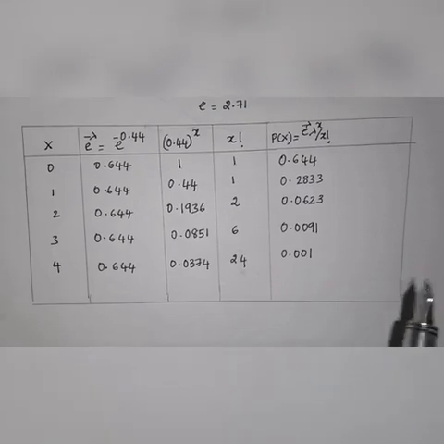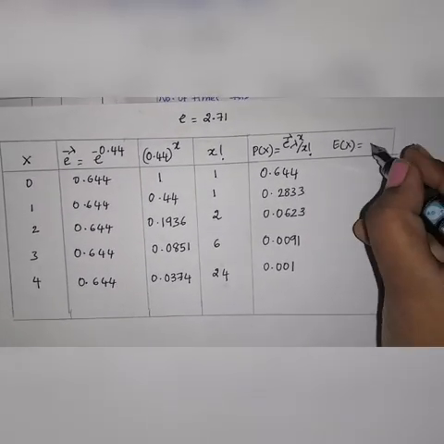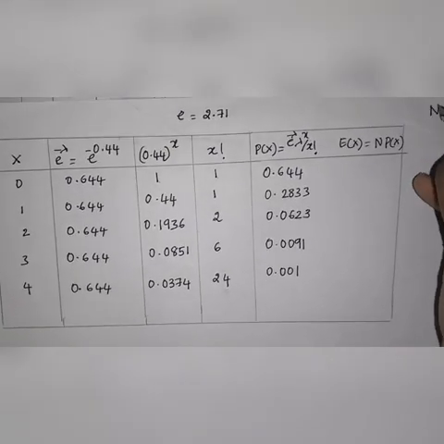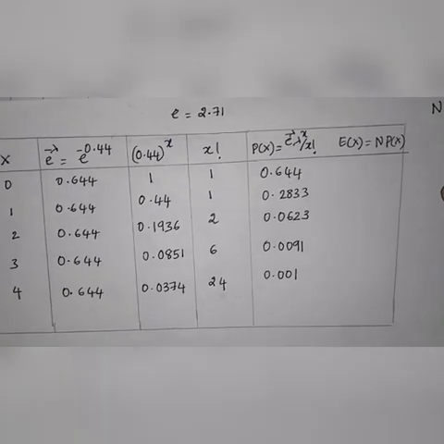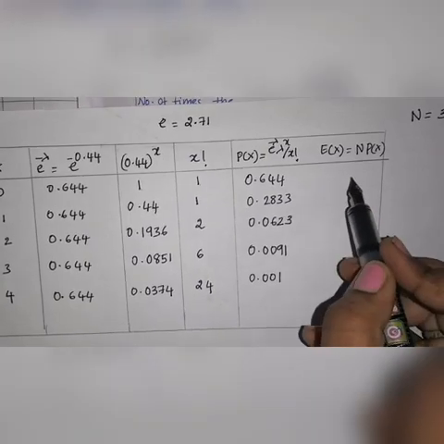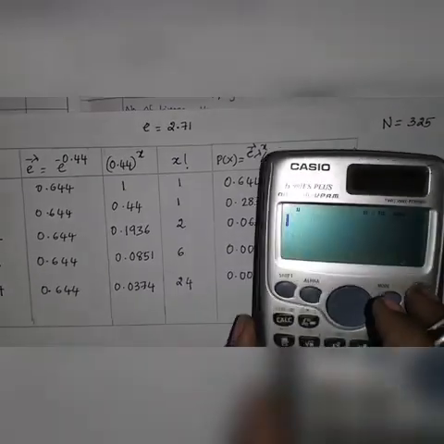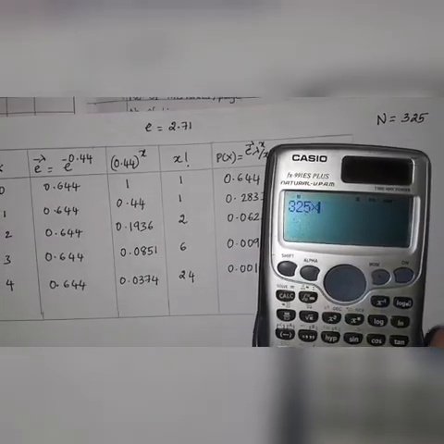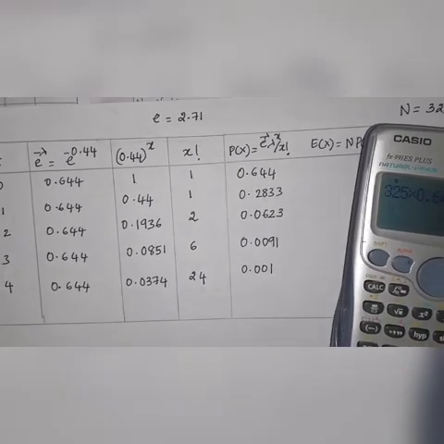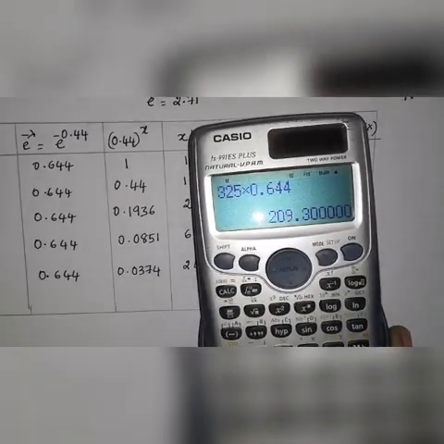Now what we are supposed to do is find the expected values of x, which can be calculated as n into p of x. So n, we have seen the total number of frequencies was equal to 325. So multiply each and every probability by 325. Whatever value you get, that is the expected value. So 325 into 0.644 is 209.3.